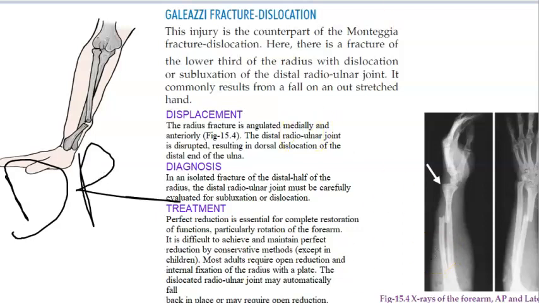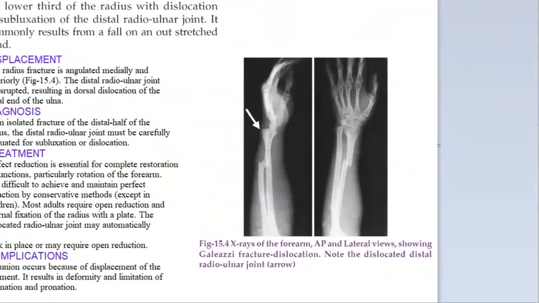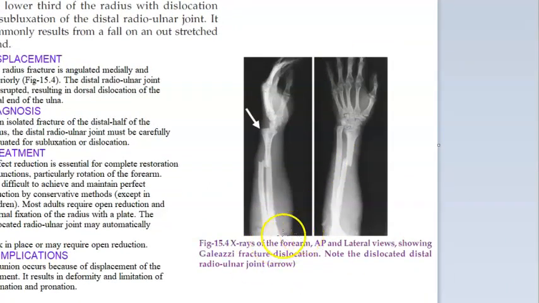Okay, so look at the X-ray image here. X-ray of the forearm showing the AP and lateral views, the Galeazzi fracture dislocation. Note the dislocated distal radioulnar joint. Okay, so are you seeing that the radius is broken? That is the most important thing. So towards the thumb you can see the radius is there, right? Are you able to see towards the thumb?